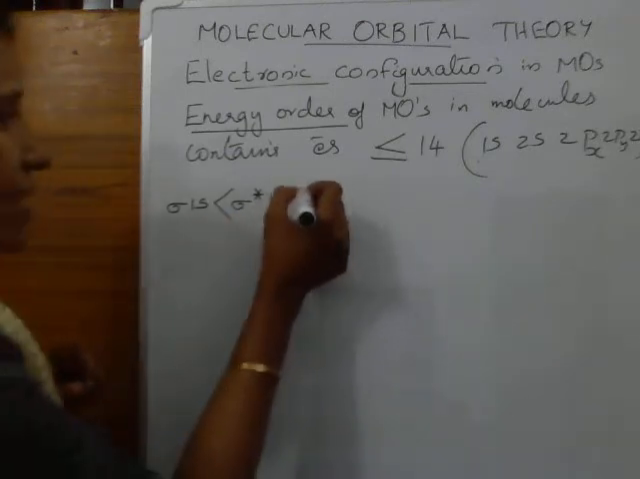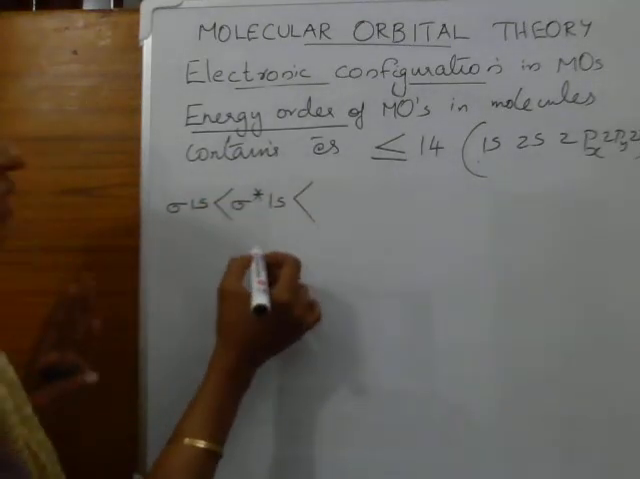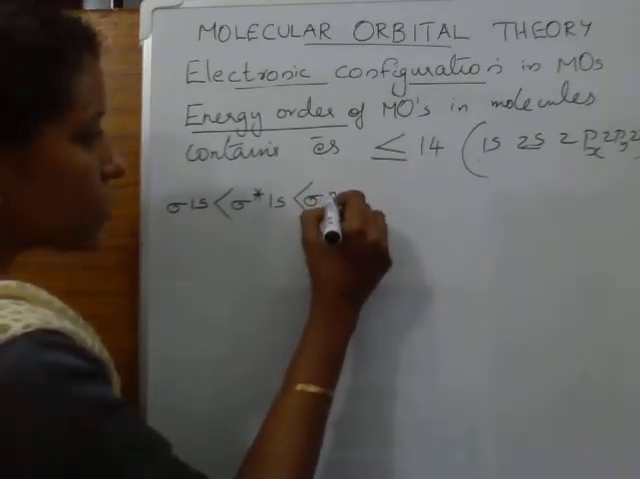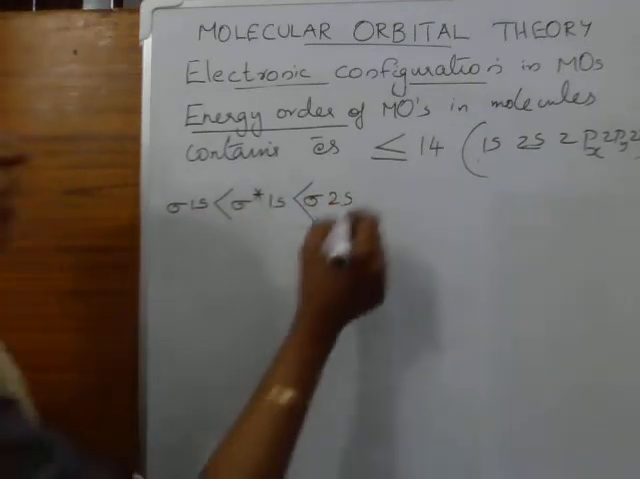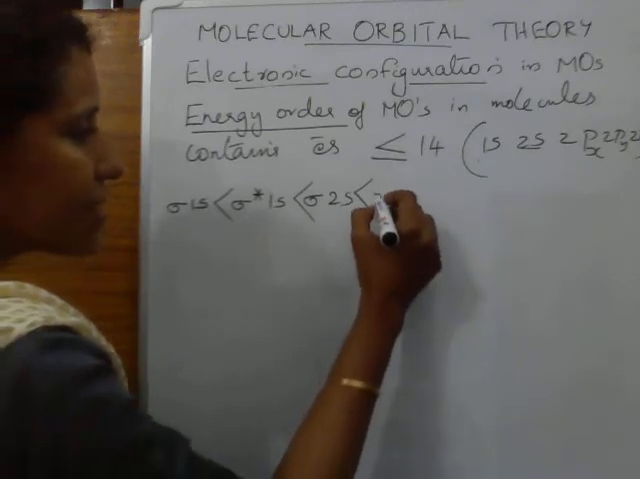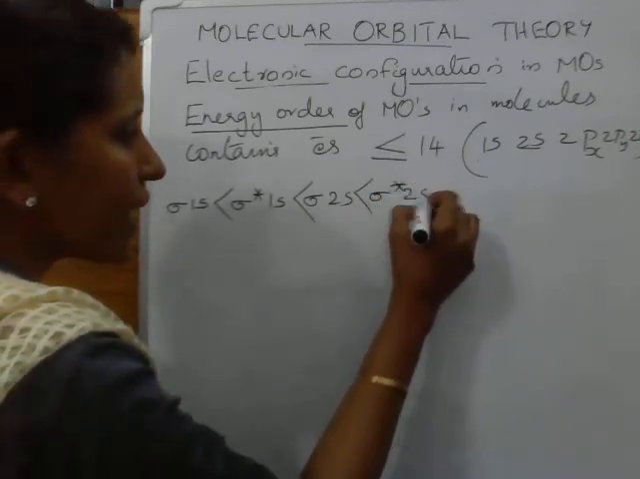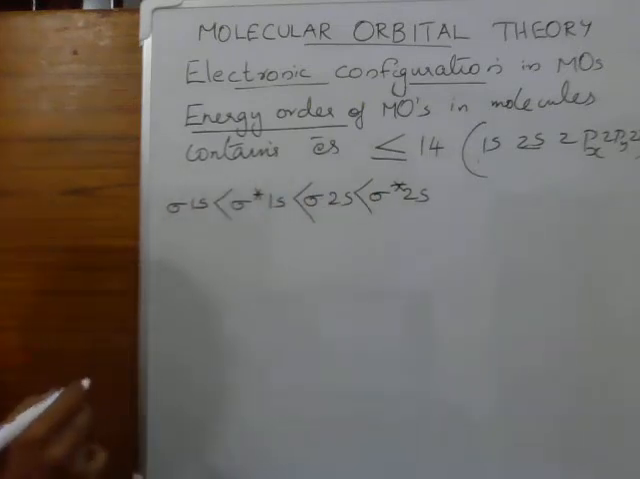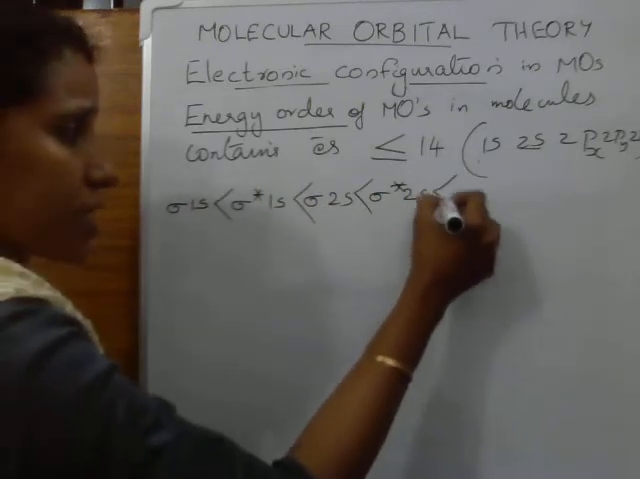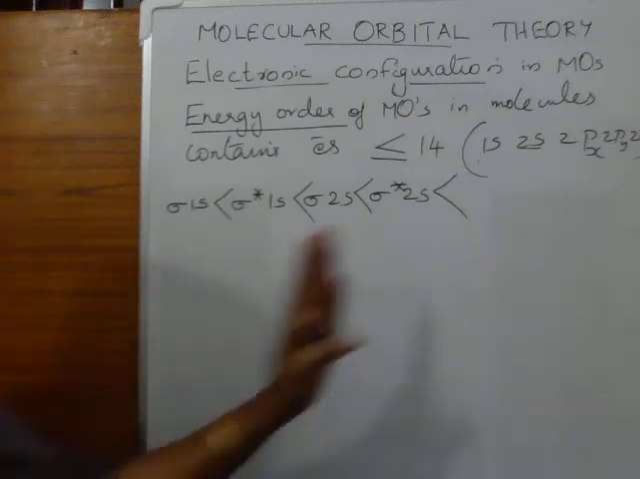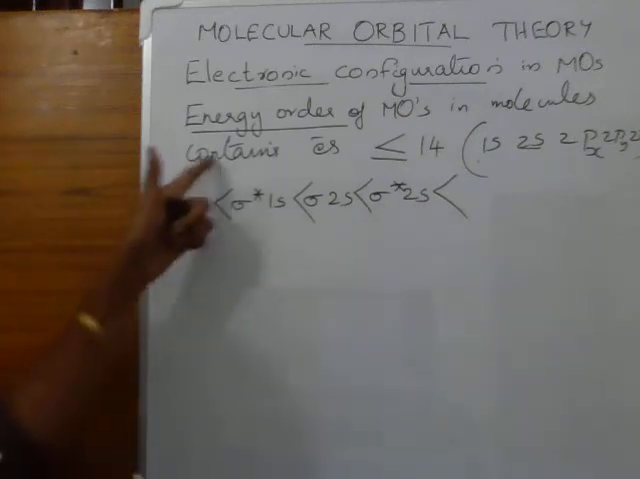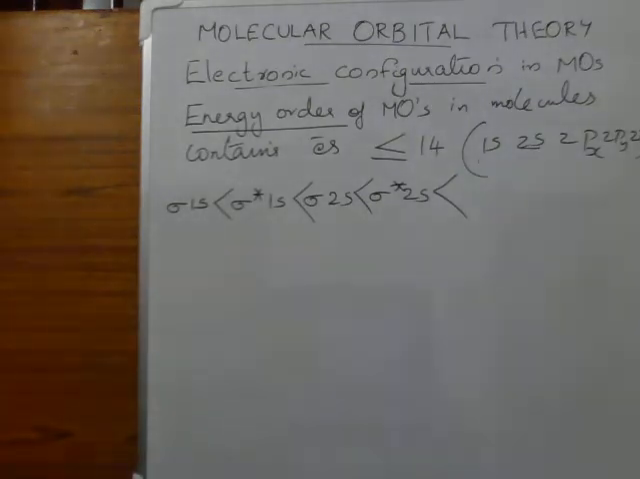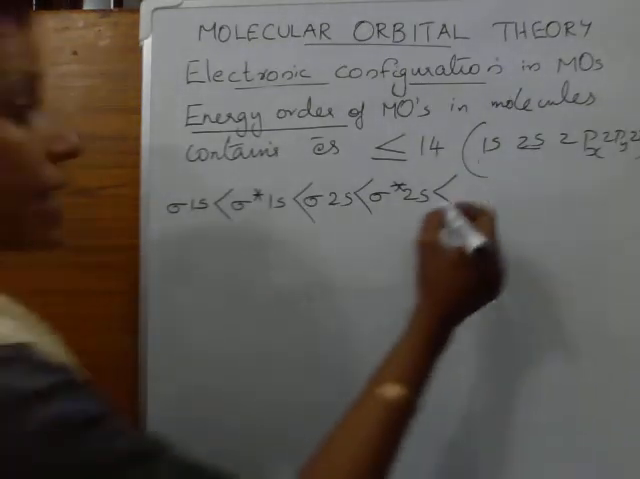Now the next higher energy orbital after sigma star 1s is the molecular orbital that is formed from 2s. That is sigma 2s. Sigma 2s has lower energy than sigma star 2s, the anti-bonding MO. Now after sigma star 2s, you have to remember that the next higher energy orbital for molecules which contain 14 or fewer electrons is pi 2px.